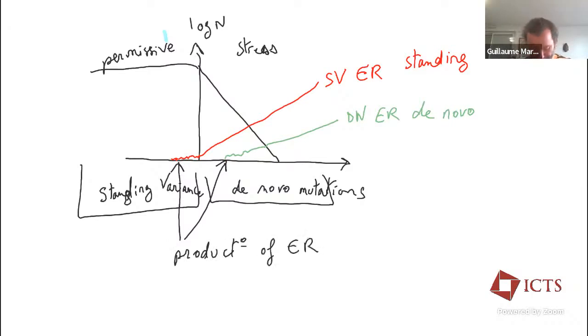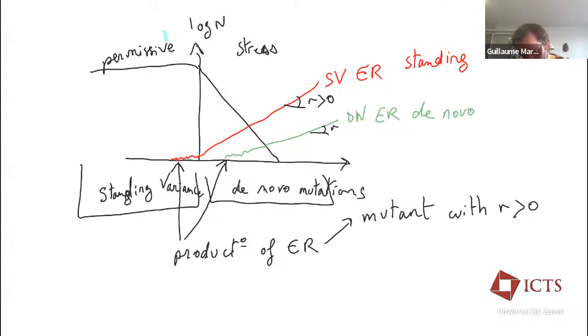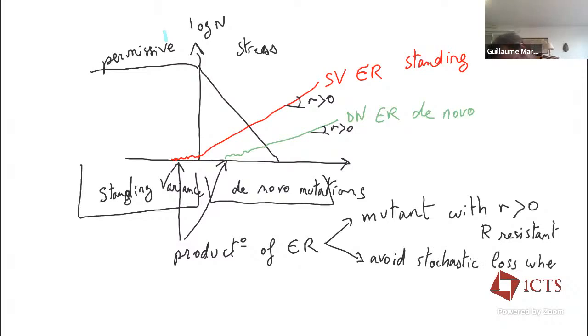There are two things to be a rescuer. You need to be a mutant with a growth rate r that is positive in the new environment, which I call a resistant. It's not a rescue. A resistant is not a rescue, just like a beneficial mutation is not a fixed mutation. The reason is that you need also to avoid stochastic loss when rare. And you are rare. Why are you rare? Because if you are not rare, we don't even see a rescue.